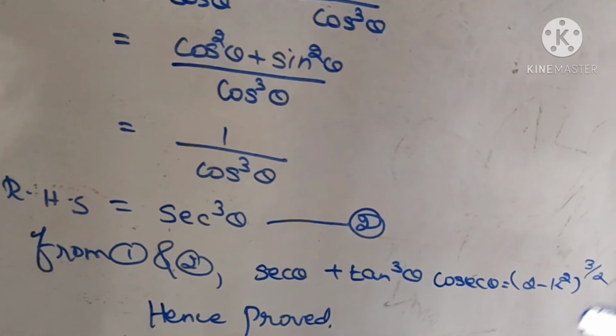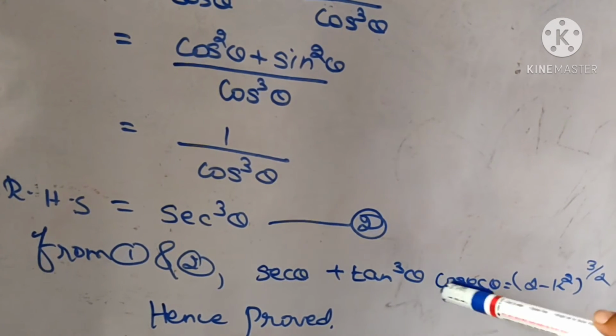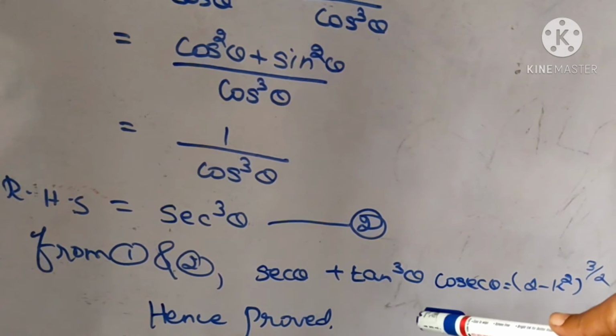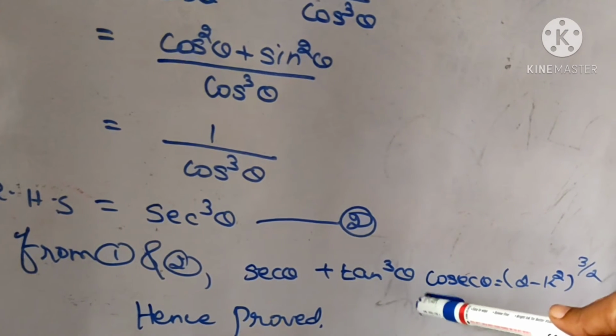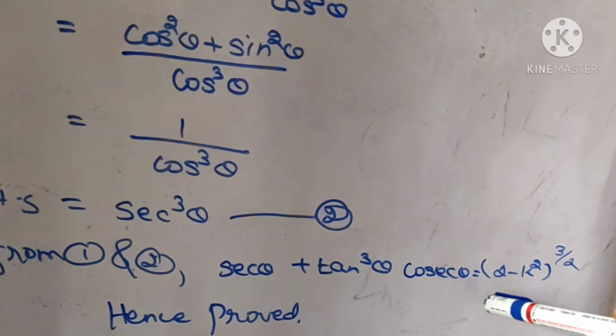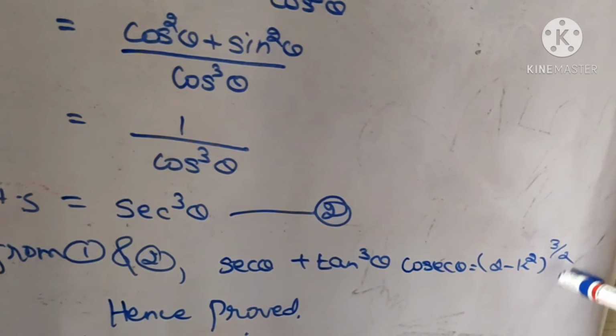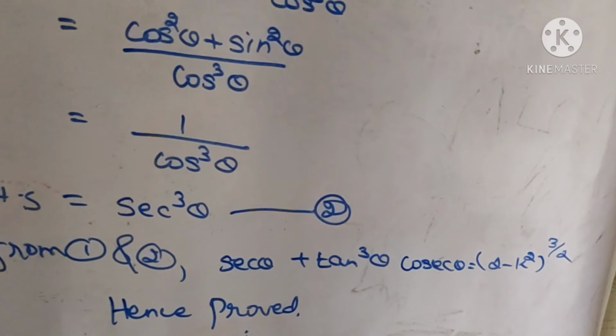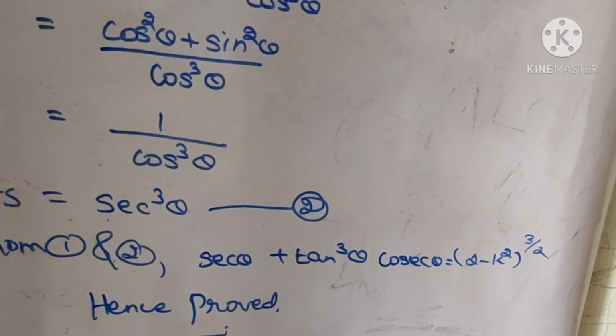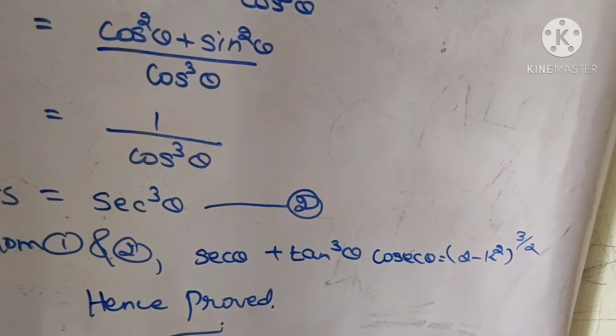From 1 and 2 we get that the left hand side and right hand side values are equal. So the proof part is secant theta + tan cube theta into cosecant theta is equal to (2 - k square) the whole power 3 by 2. Hence proved.